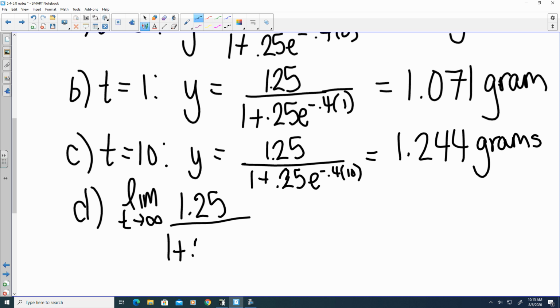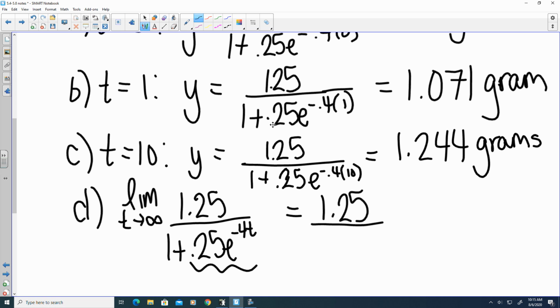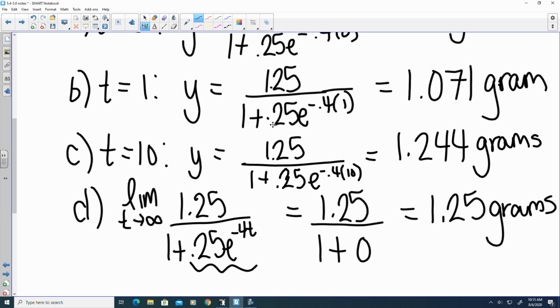So what if on the bottom here, this term went off to infinity. What if e to the negative 4 times a giant number, then that whole entire term is going to go to 0. You have to picture that huge number. If it has a negative exponent, the exponential functions approach 0. So we're going to have to picture that whole term going to 0, and we are approaching 1.25 grams towards infinity.